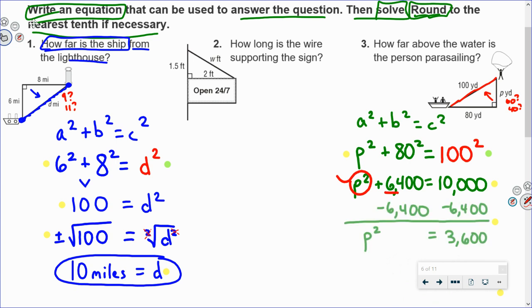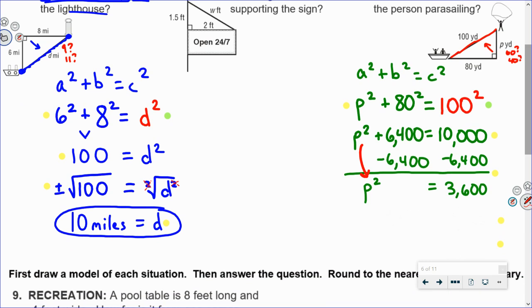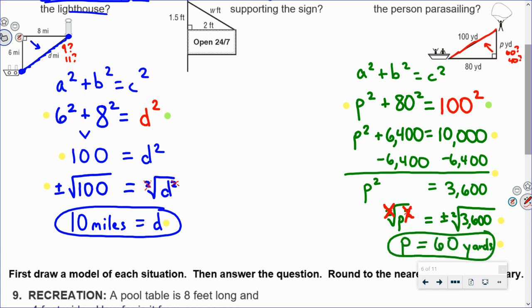The inverse of adding, of course, is to subtract. So a positive 6,400, minus 6,400 leaves us with only p squared. Meanwhile, 10,000 minus 6,400 is 3,600. Let's take the square root of both sides, where a square power and a square root will cancel out, leaving us with exactly 60 yards. And wow, how about that? Look at that. My estimate was close. Not only close, it was quite good.